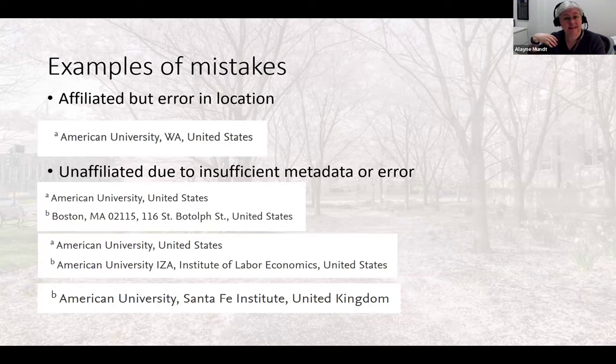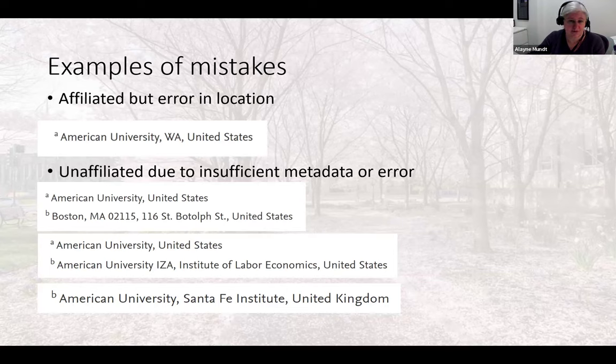To go back to the DC lack of specificity, we can find publications that have been affiliated with AU, but have the state of Washington and state of District of Columbia in the publication, like the specific profile with that faculty member. Or we have publications that have been unaffiliated due to insufficient metadata or some sort of error, whether that's human error or error in the algorithm, how things get processed, submitted, et cetera. Even spacing can make a real difference, which is kind of unfortunate.